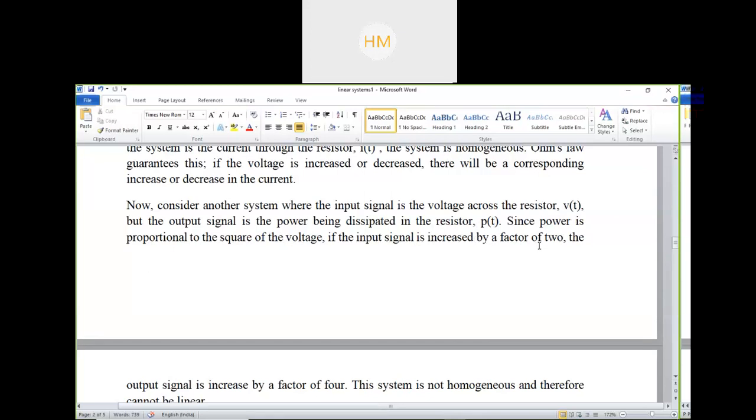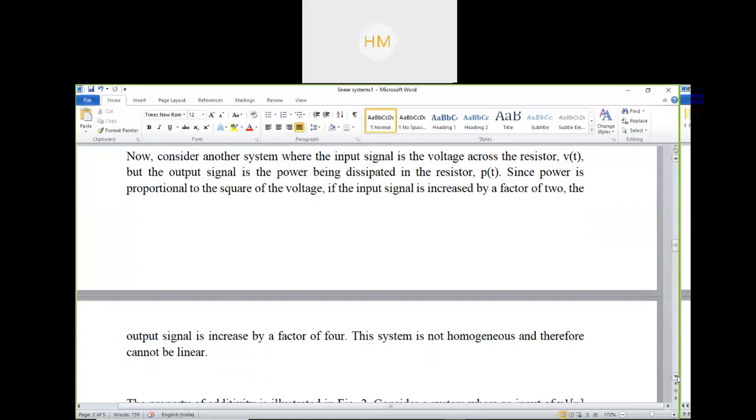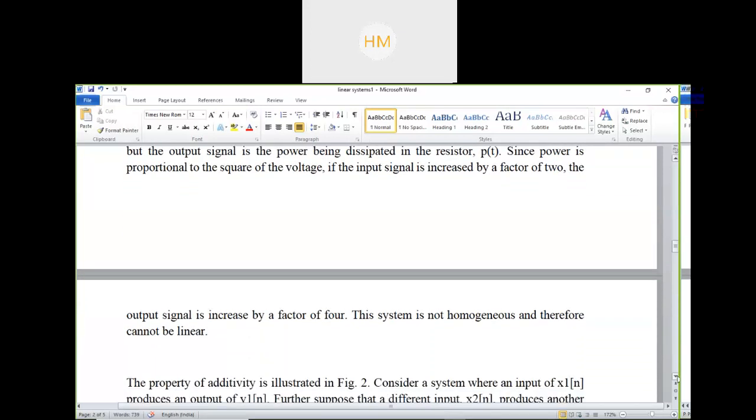Are you getting my point? Power is proportional to the square of the voltage. We all know the equation of power across a resistor. The output signal is increased by a factor of 4. So is it a homogeneous system or not? No, it is not a homogeneous system. Hence, we can say that the system is not linear.